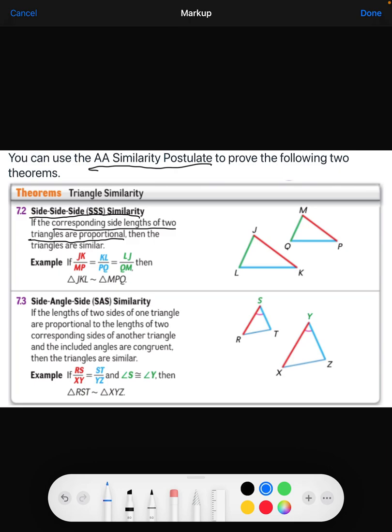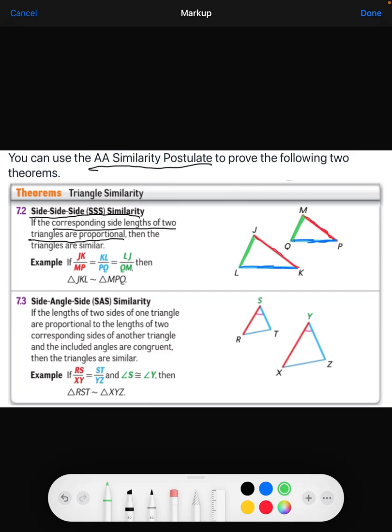So if we look at these two triangles, JKL and MPQ, we can see the color-coded lines match up. So let's start with the red one. JK here over MP here is going to equal LK, or KL, over PQ, and the ratio, or the proportion, is going to be equal to LJ over QM.